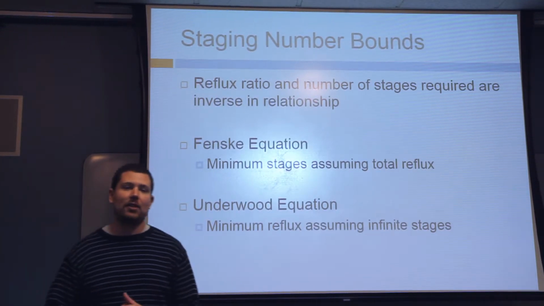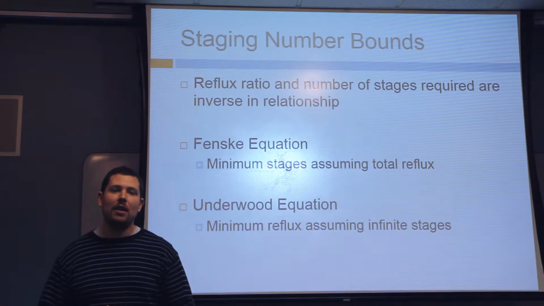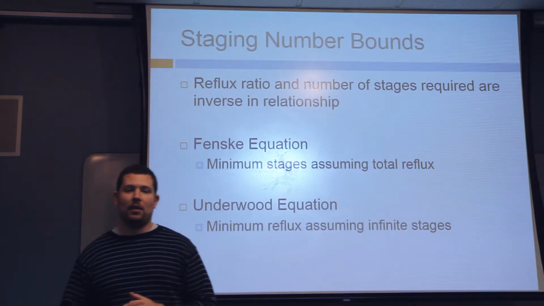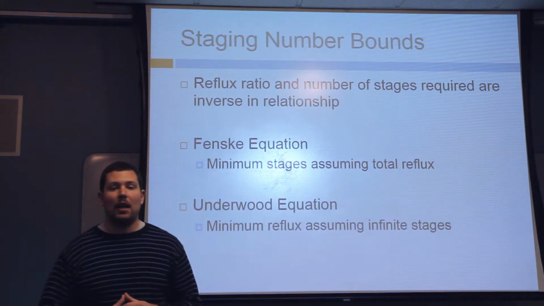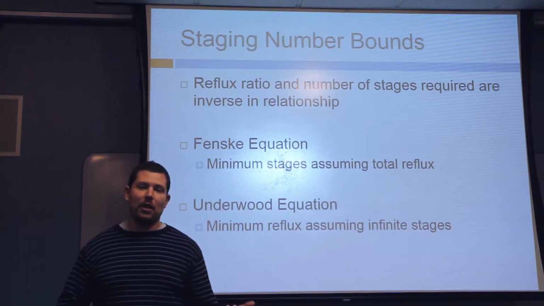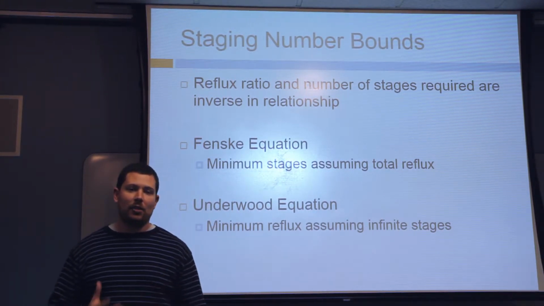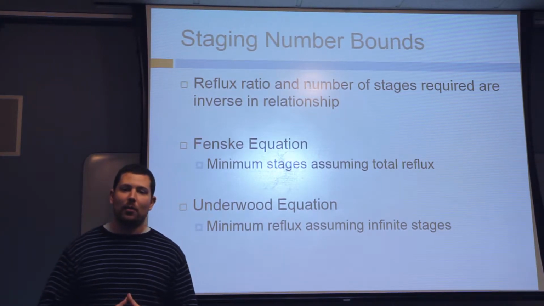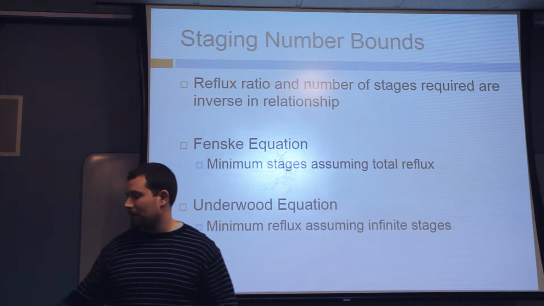The two main factors that determine how many trays you're going to have are the reflux ratio and the actual number of stages. There's an inverse relationship, and you should know that either increasing your trays or increasing your reflux ratio has its own compromises. And the Fenske equation and the Underwood equation can help you determine a good compromise.